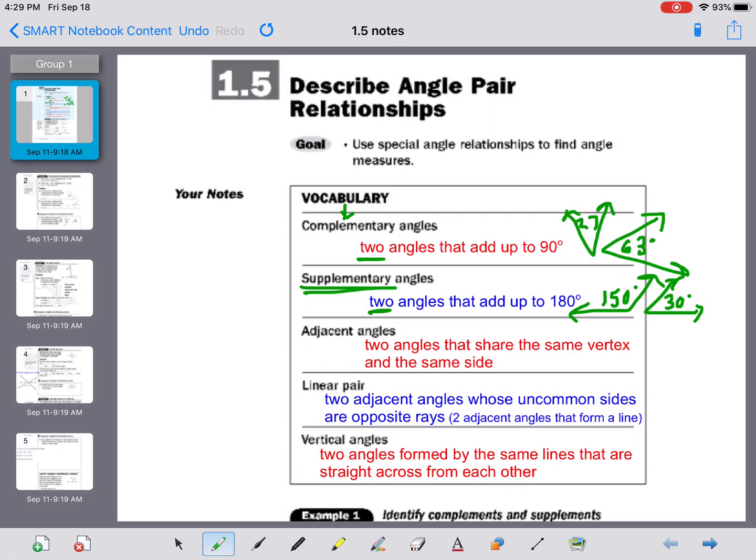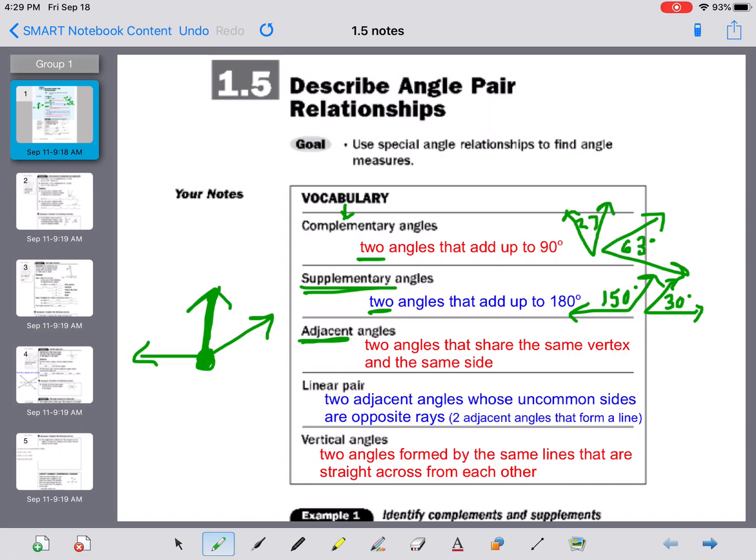Adjacent angles. This is all about location, okay? This word adjacent is all about location. If you think about your adjacent neighbor, they're the neighbor who shares your property line. They're right beside your house, okay? So these are two angles that share the same vertex. So I have an angle here. Now I have an angle here that shares the same vertex and the same side, and then it goes like this. These are adjacent angles because they share the same vertex and the same side, okay? So adjacent angles have to be there together, okay?